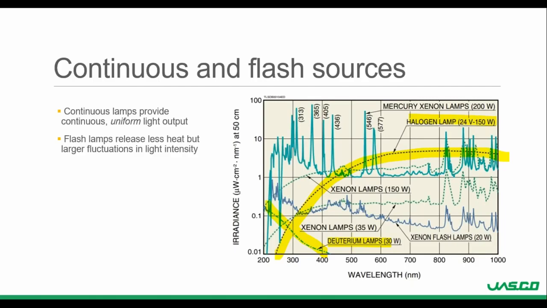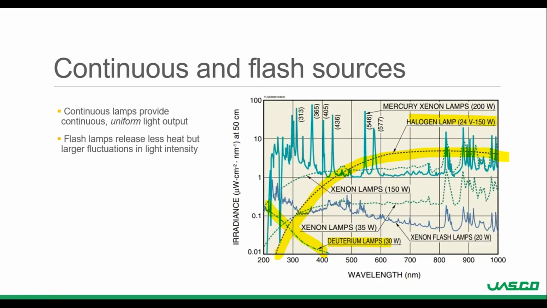Continuous sources therefore provide a uniform amount of light through the monochromator to the sample. On the other hand, the flash source produces spurts of light when triggered, which leads to fluctuations in the light intensity, as well as lower light output and sensitivity. However, these sources release less heat since the filament creating the arc, and therefore the light, isn't constantly lit, and minimize photobleaching of the sample.